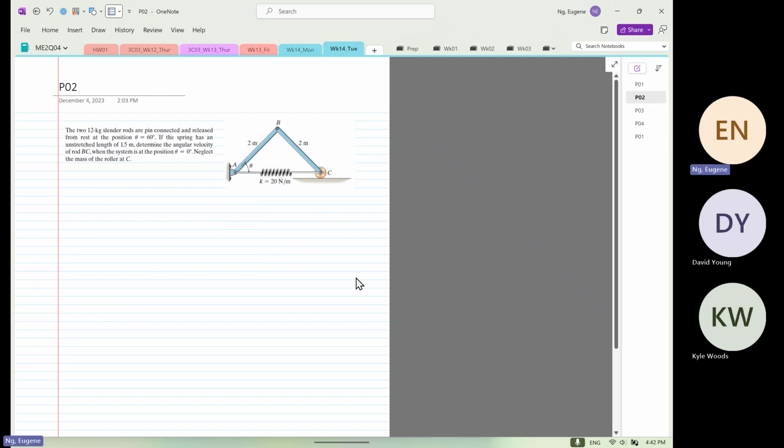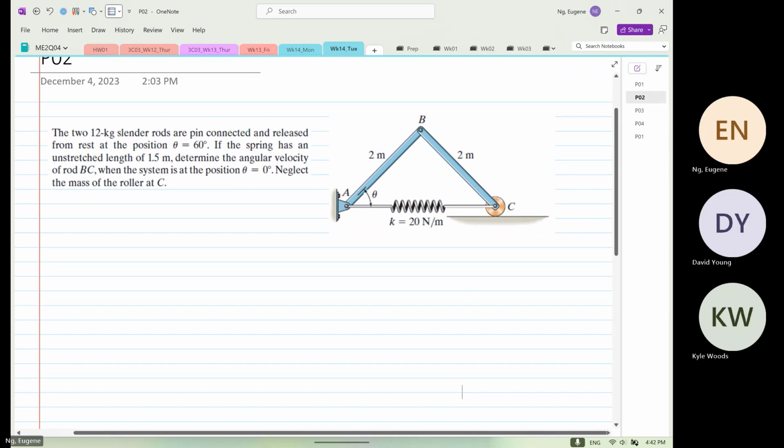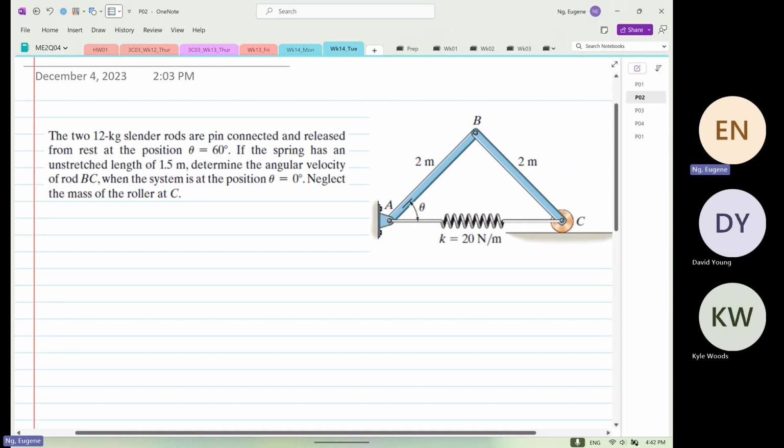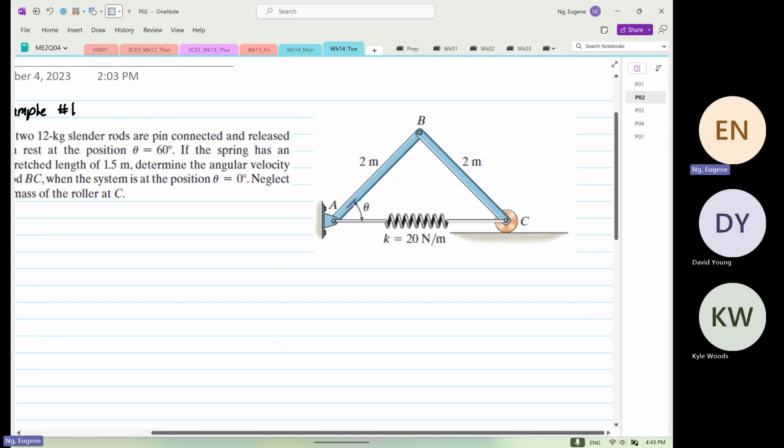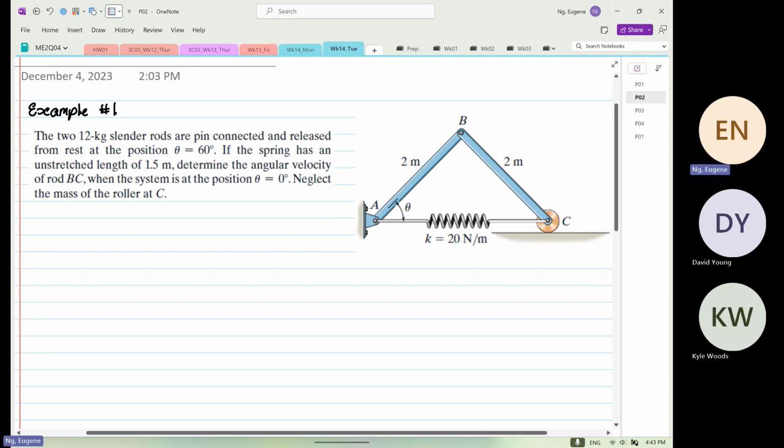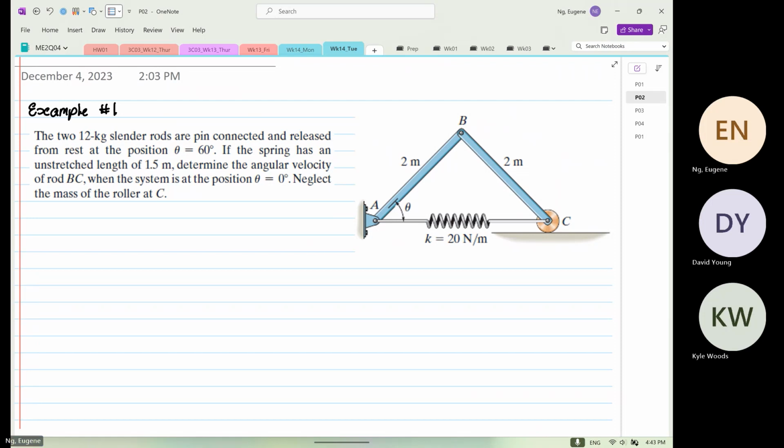Okay, so this is the last example, example number 1 for today. Again, this is not really a difficult question, but you just need to focus and analyze. So what we have down here is the 2 kilogram slender rod pin connected and released from rest at the position of 90 degrees.